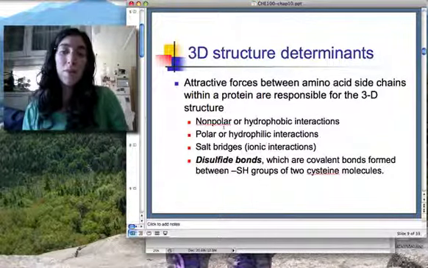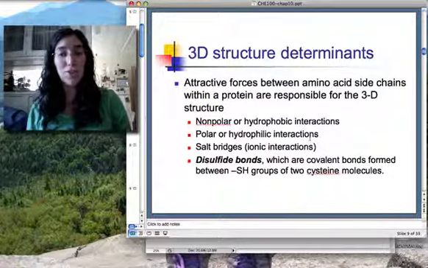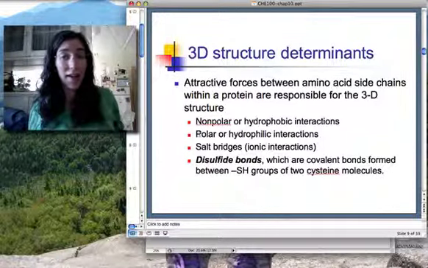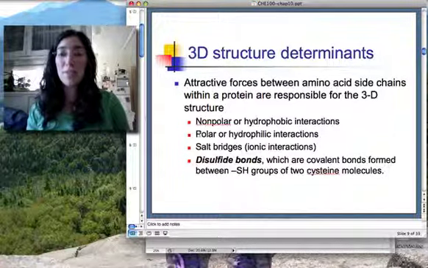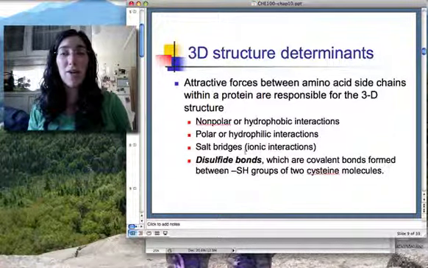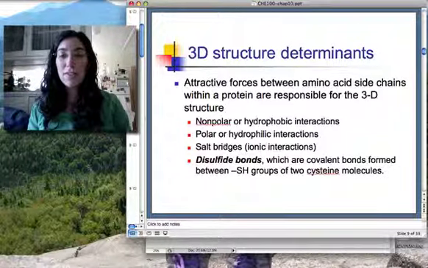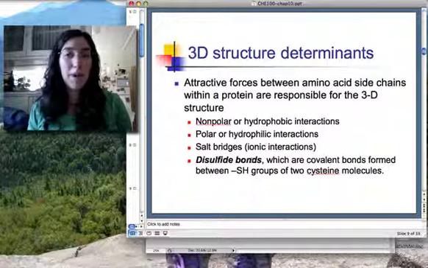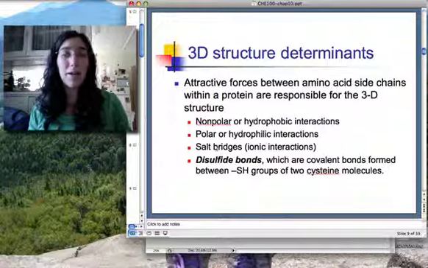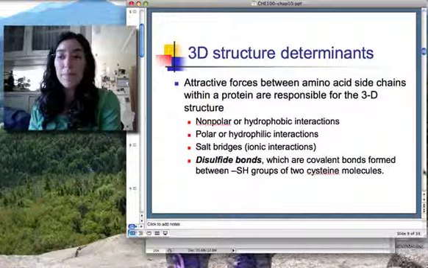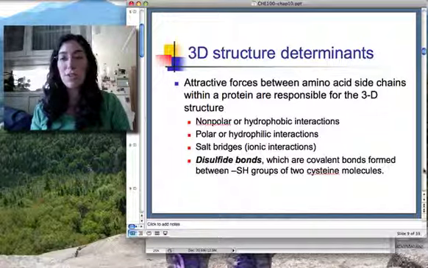polar or hydrophilic interactions, so polar dipole-dipole attractions, hydrogen bonds, those would be your polar interactions. Salt bridges, which we'll talk about, are ionic interactions when you have two charged things being attracted to each other, and disulfide bonds. This is a type of covalent bond that can be formed between cysteine molecules that have this SH side chain in their side chain, and I'll talk about each of these on the next slide.